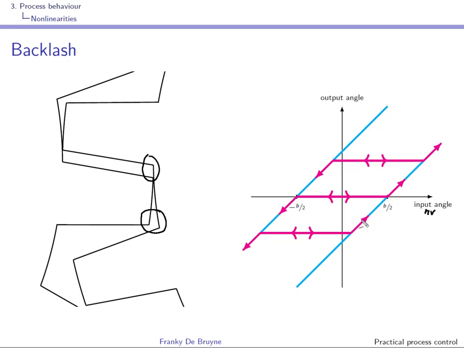But assume now that you have a reversal of control. The control is going in the other direction. What happens is that the actuator output will not move. You can see that the output is constant until the backlash is taken up, and it's only when the backlash is taken up that the output will start to go in the other direction.